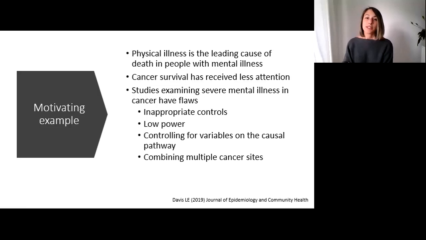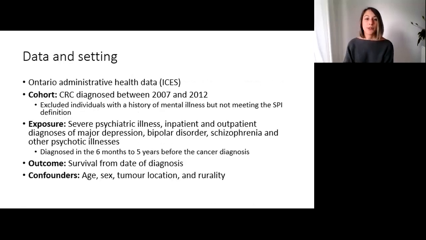The current evidence that examines psychiatric illness and cancer survival suffers from the use of inappropriate controls, low study power, controlling for variables on the causal pathway, and combining multiple cancer sites. So we use data from the Ontario Administrative Health data from ICES in Ontario, Canada.